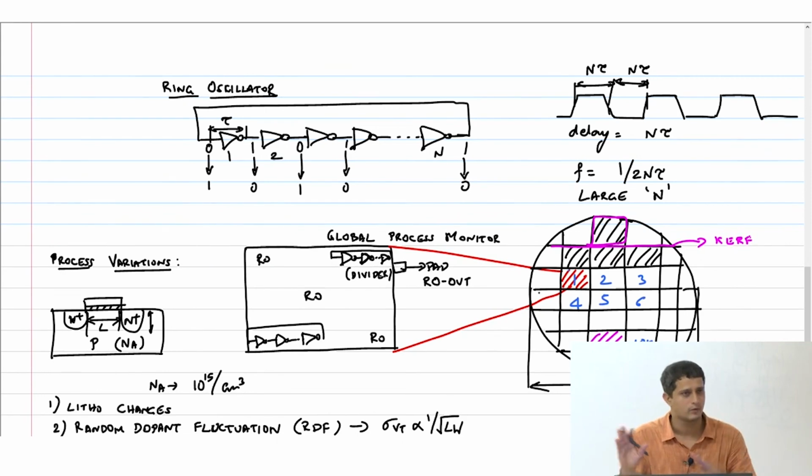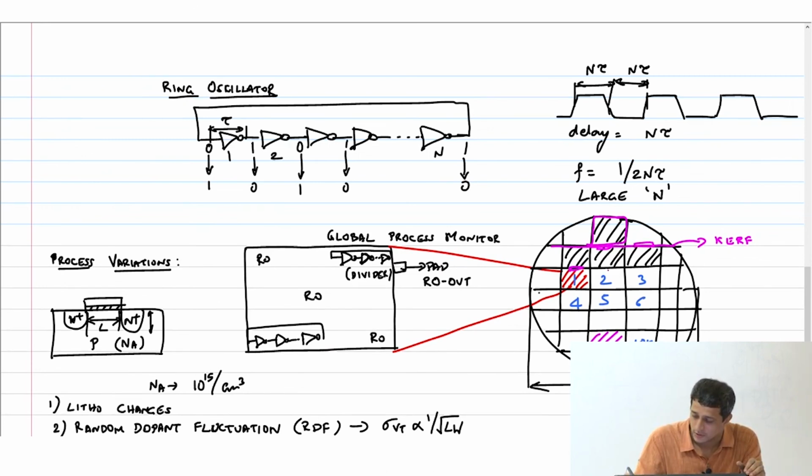All this is for your information, by the way. I'm not going to ask this somewhere in the exam; it's so that you get a complete picture of what happens from the fab and the designer's perspective. This kerf is where I will cut. So what the fab will do is, in this kerf region, they will put their ring oscillators. Multiple ring oscillators in all kerf regions.